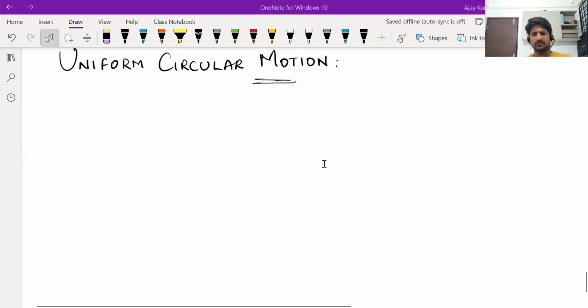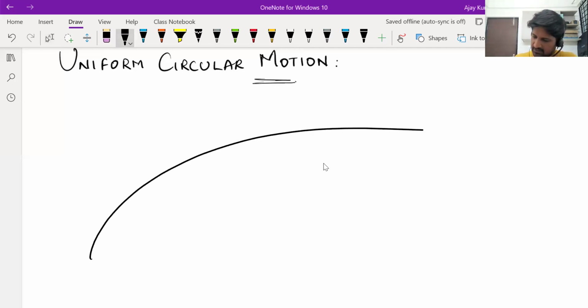So there are many cases where objects move in a circle, and they need not move in a complete circle also, even if they follow a curved path. For every curved path, we can define something called a radius of curvature. What do we mean by that? Suppose there's a curved path like this. Clearly, this cannot be part of a circle.